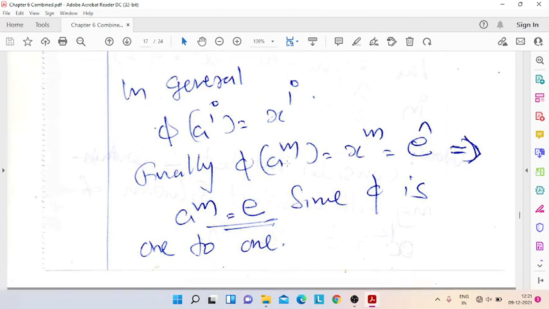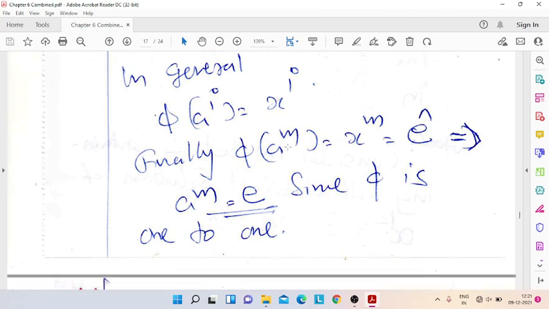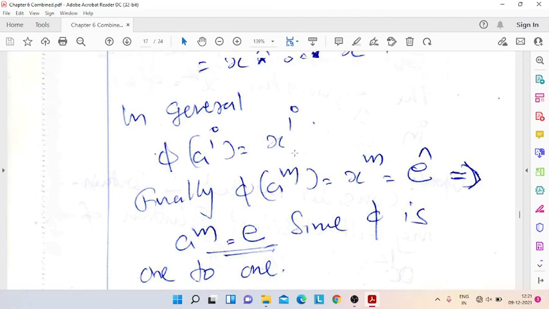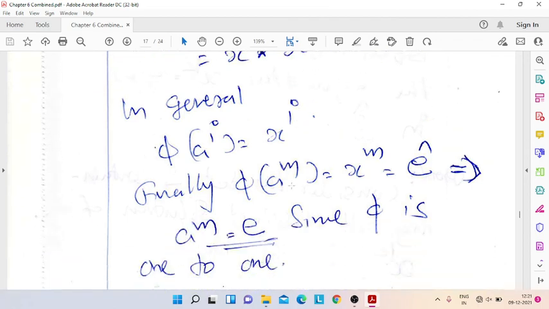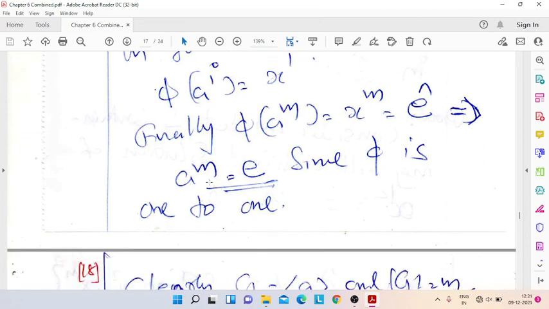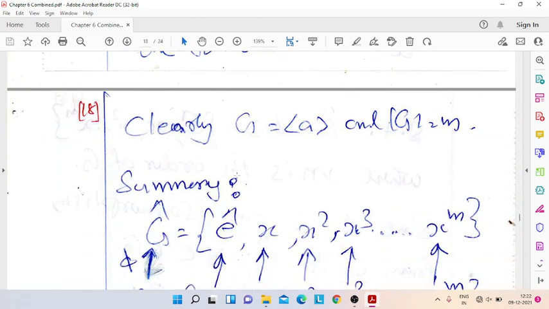If m is the order, then phi of a raised to m equals x raised to m, and this is correct because there are m elements in the group. So phi of a raised to m equals x raised to m equals E cap. And therefore, by using the one-to-one property of phi, we get that a raised to m equals e. Clearly, G is generated by the element a.